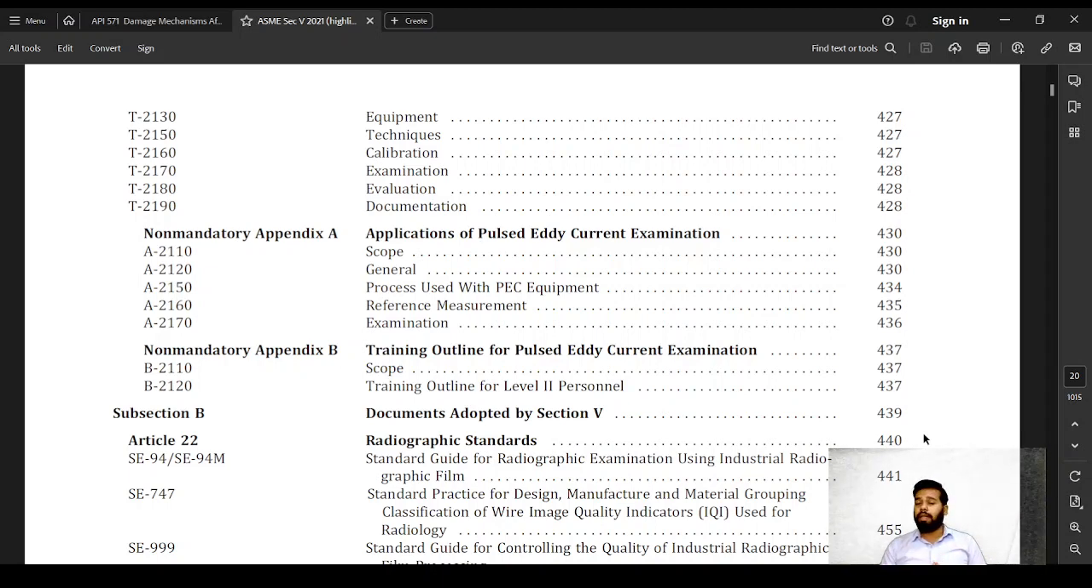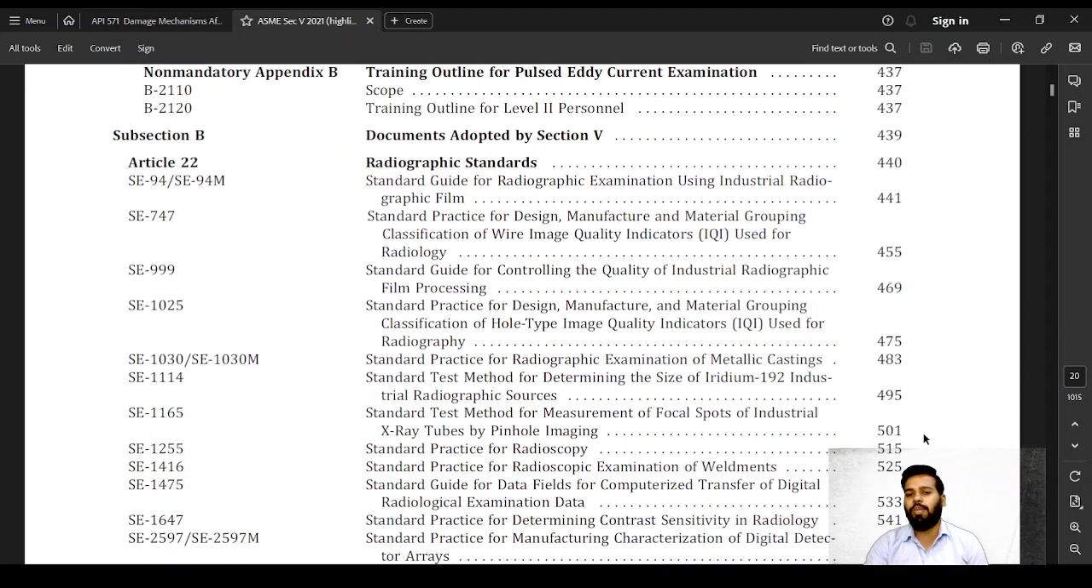In subsection B, you have different documents that are adopted by ASME. Generally they are ASTM documents. Different documents that are adopted by ASME Section 5 are written in ASME Section 5 subsection B. This means whatever is written in subsection B is also a requirement of ASME Section 5. So subsection B will give you different criteria. Let's see one or two things.